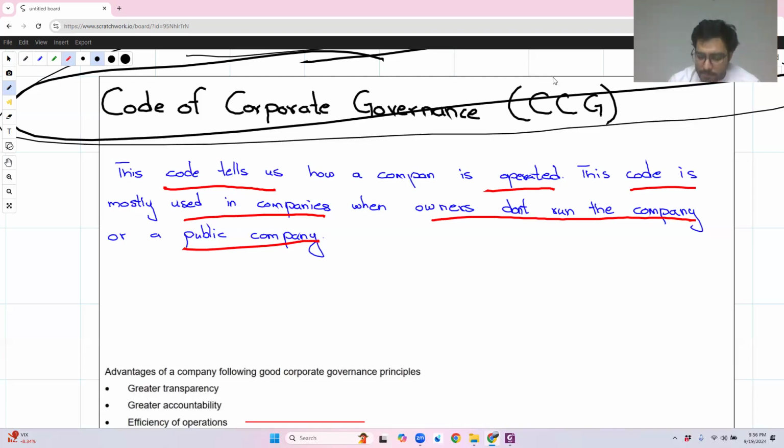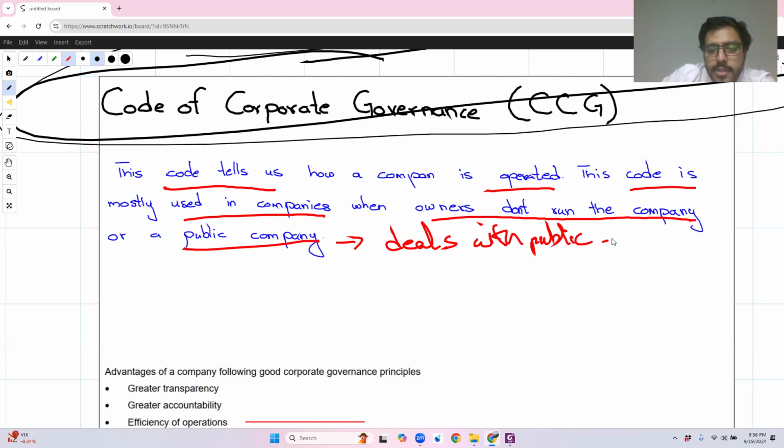What's a public company? Is it a listed company or? A public company is any company which deals with the public's money. Any company that deals with public money. So I was just giving an example of what different types of public companies are.